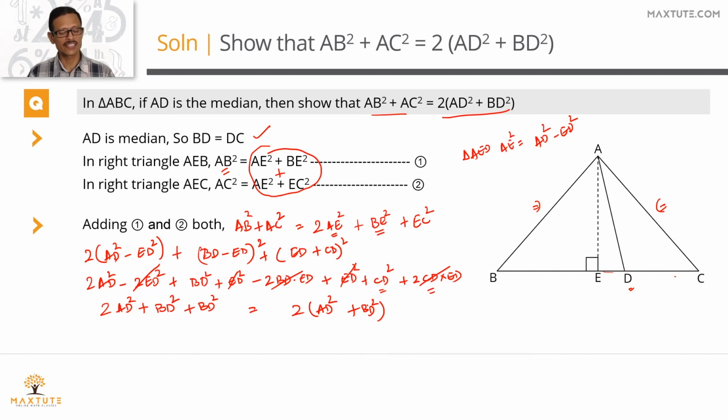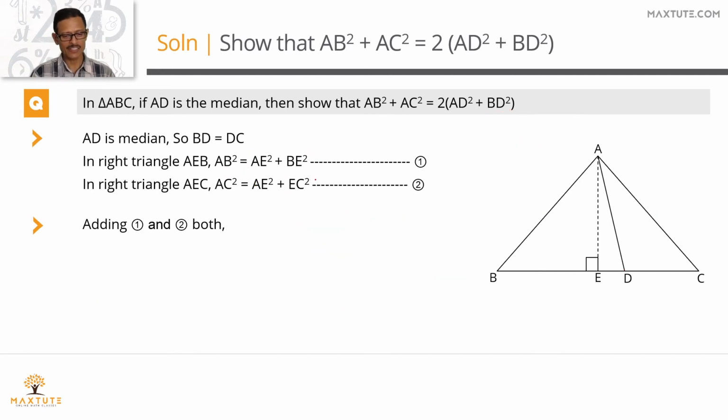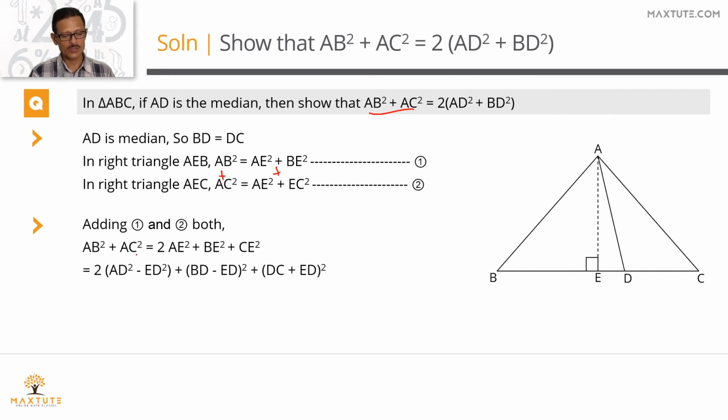Quickly summarize this entire thing in a printed form. By adding the left hand side, that will give us AB square plus AC square, which is the left hand side of what we need to prove. Correspondingly, we'll have to add the right hand side of these two equations. So what we'll have is AB square plus AC square equals 2 times of AE square plus BE square plus CE square. Forget this left hand side, we're just going to focus on the right hand side.